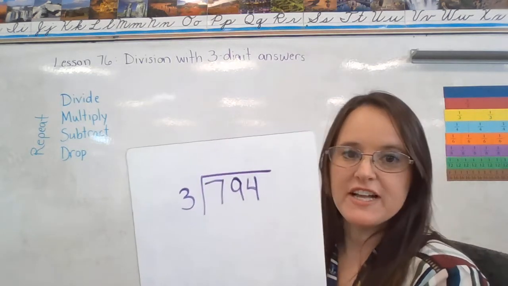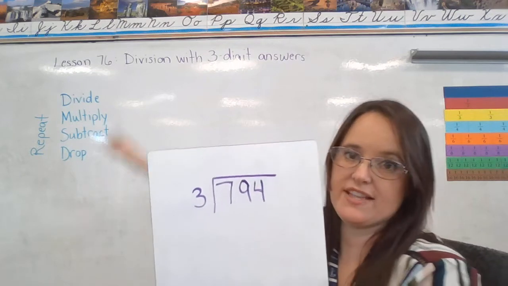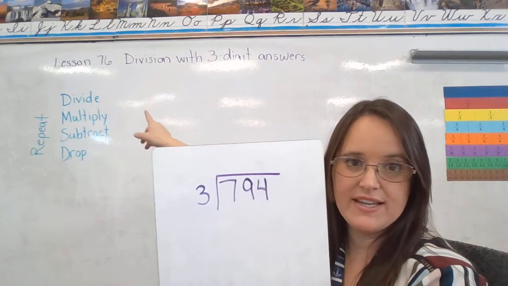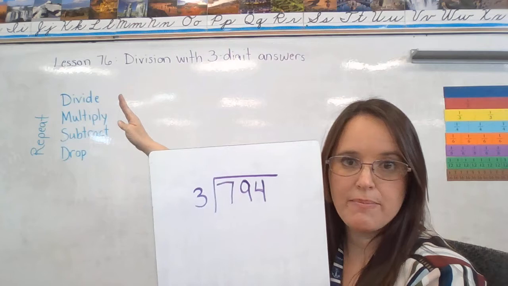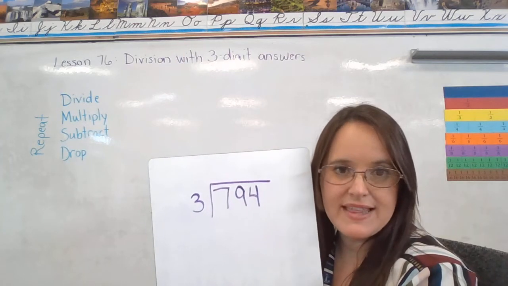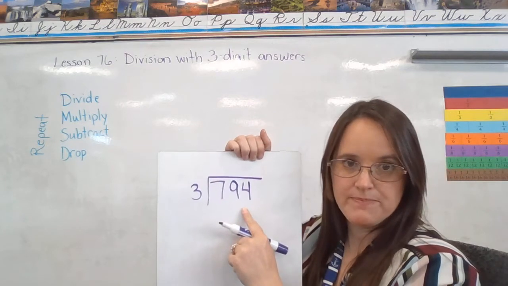So we are going to follow the same process that we follow when we had 2-digit answers. I've put it up on the board for us again. We want to divide, then multiply, then subtract, then drop, and then we go back and repeat. And we're going to repeat that as many times as we need to finish the problem.